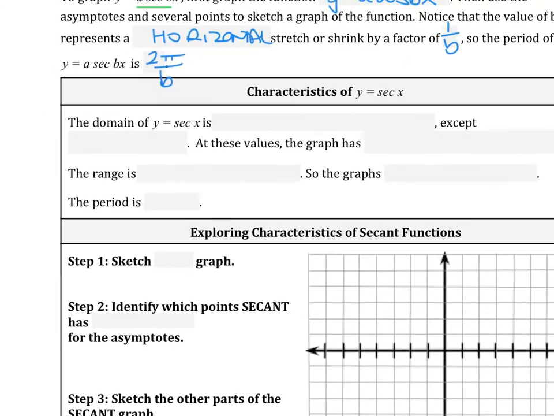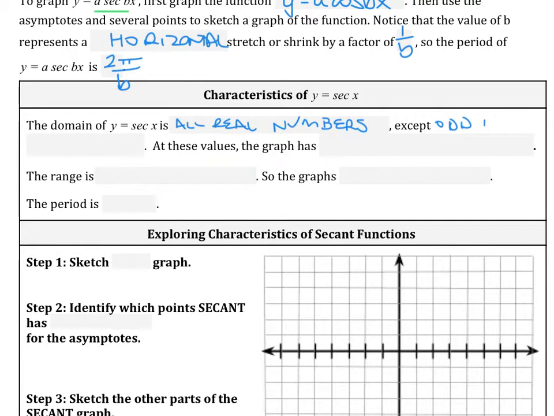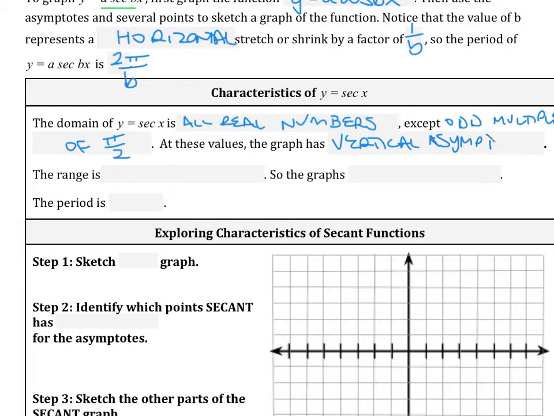So looking at the characteristics of secant, the domain is going to be all real numbers except where we have our vertical asymptotes, and that's going to be at odd multiples of pi over 2. At these values, the graph has vertical asymptotes. And the interesting thing about these graphs is that the range is going to be y less than or equal to -1, and y greater than or equal to 1. So in this case, the graphs have no amplitude. No amplitude. The period is 2 pi.